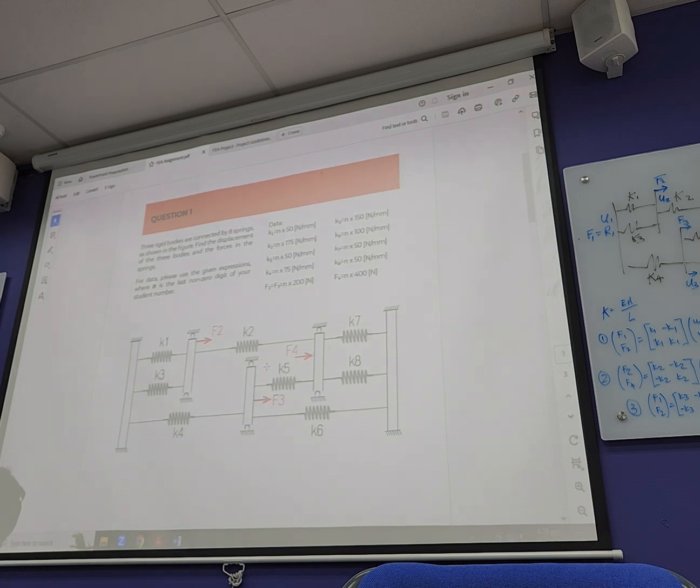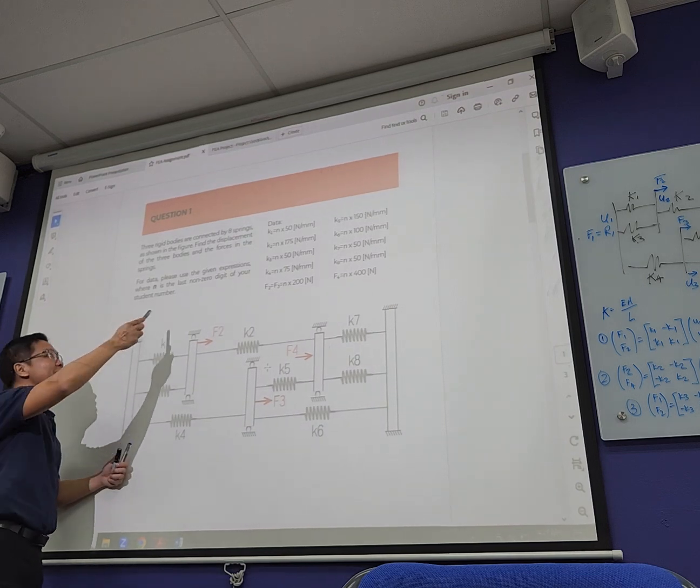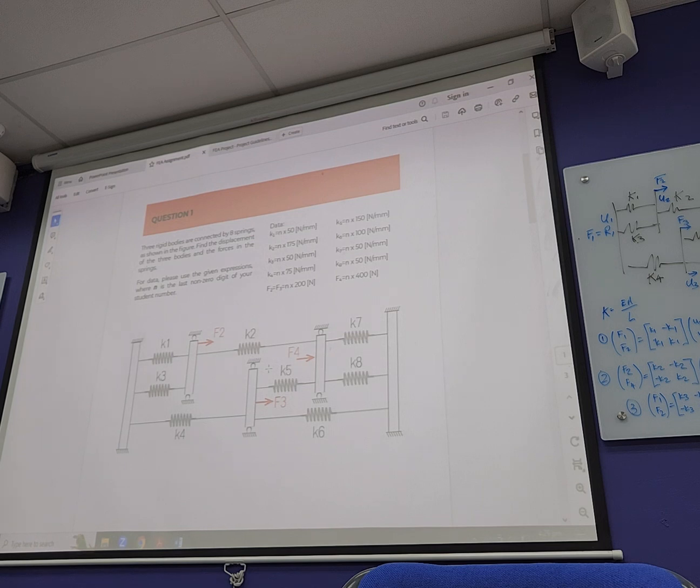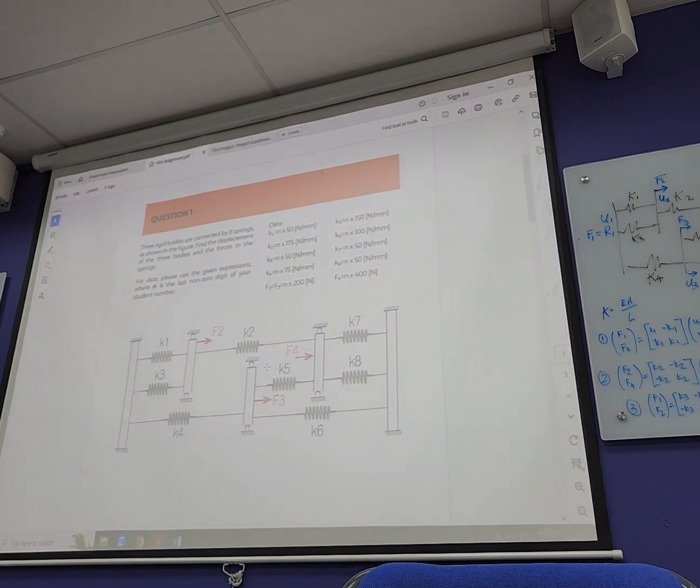First thing, wait. What is n? This sort of thing, people ask me every year. N is the number of non-zero digits of your student number. Does anybody not know what n is? Who knows what your n is first? Who doesn't know what your n is? N is the last non-zero digit of your student number. What is your student number?